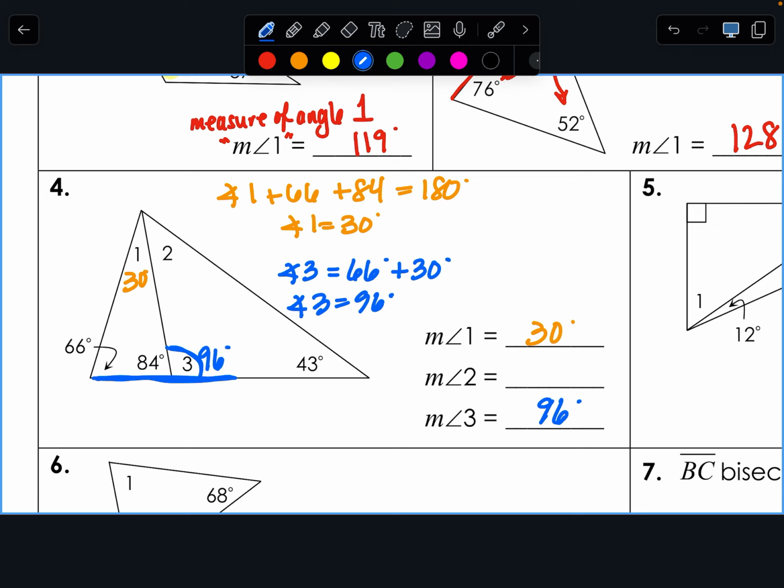I can find angle 2 two different ways. I can either say that 84 equals angle 2 plus 43, or I can say these two minus 180 has to be that. It doesn't matter which way we go. So I'm going to say 84 degrees equals angle 2 plus 43. So 41 degrees equals angle 2.